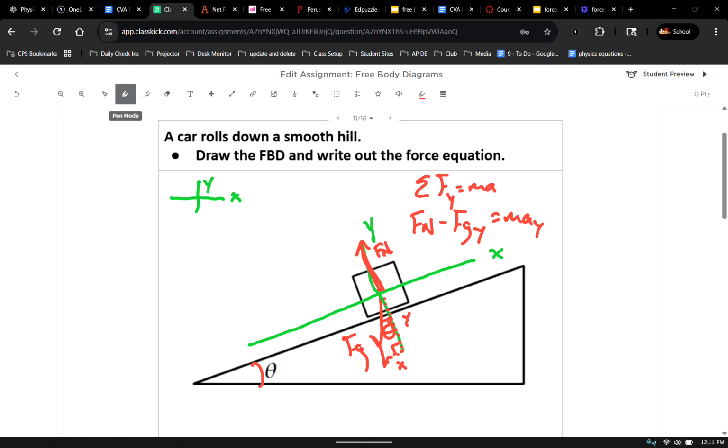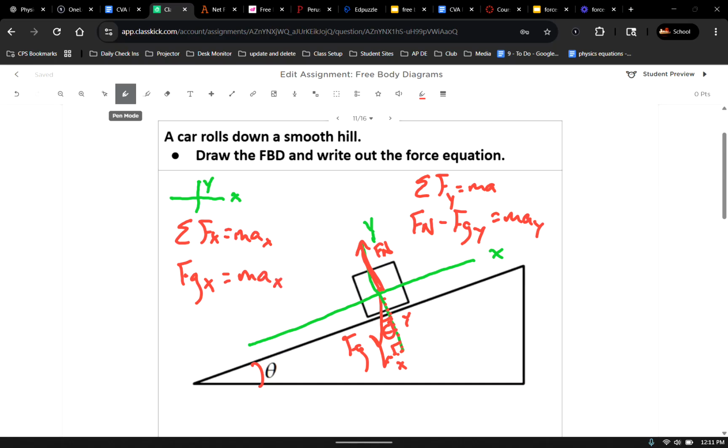Horizontally, though, car rolls down a smooth hill. That's what it wants to know. So we got our other equation in the x direction. Right, these are all x's. How many forces are acting in the x direction? Well, it looks like none, but remember FG is tilted because it's on an incline. So part of FG, specifically the x part, is accelerating it down the hill.